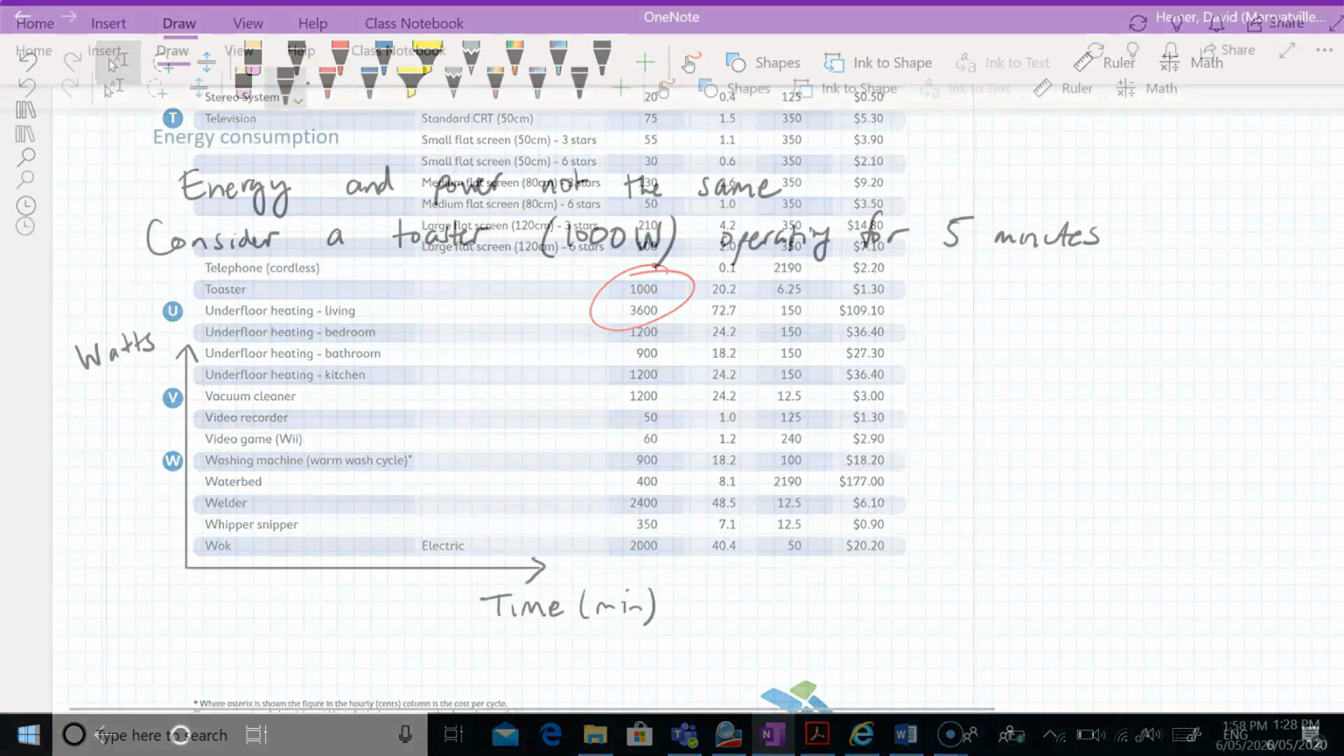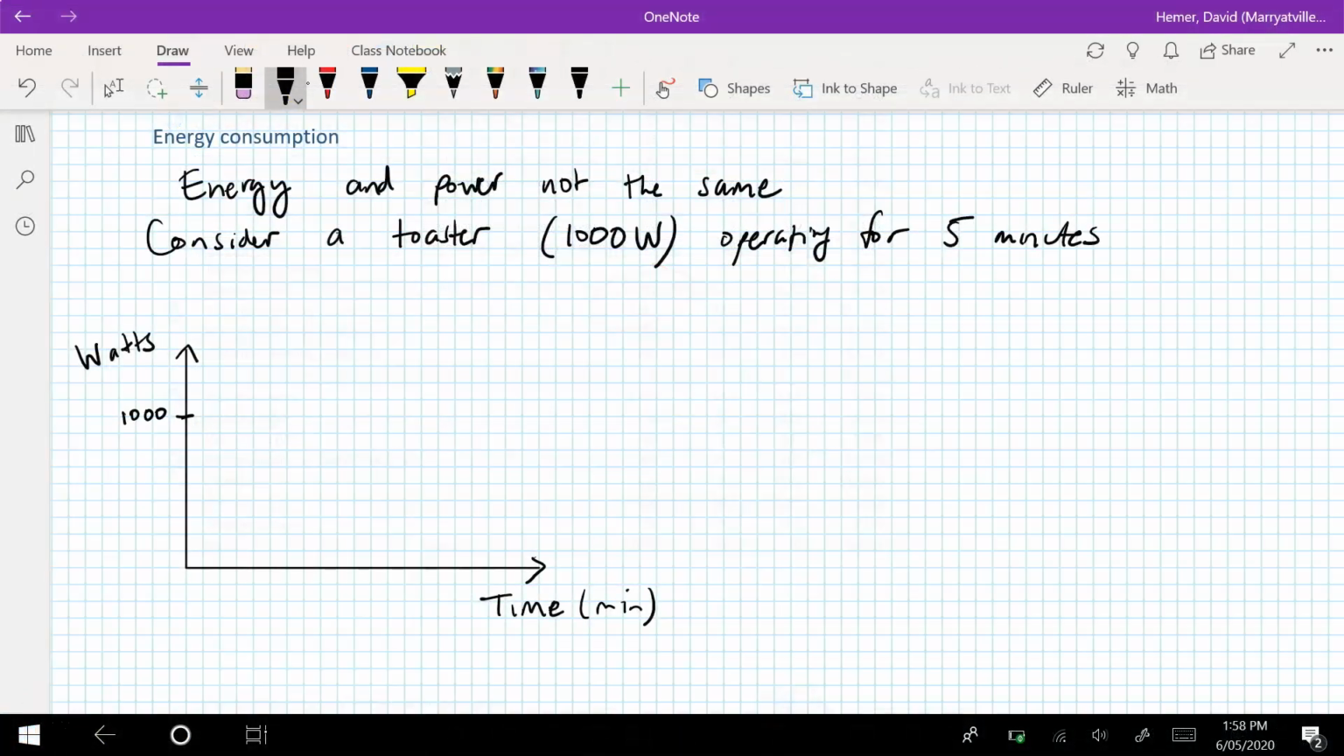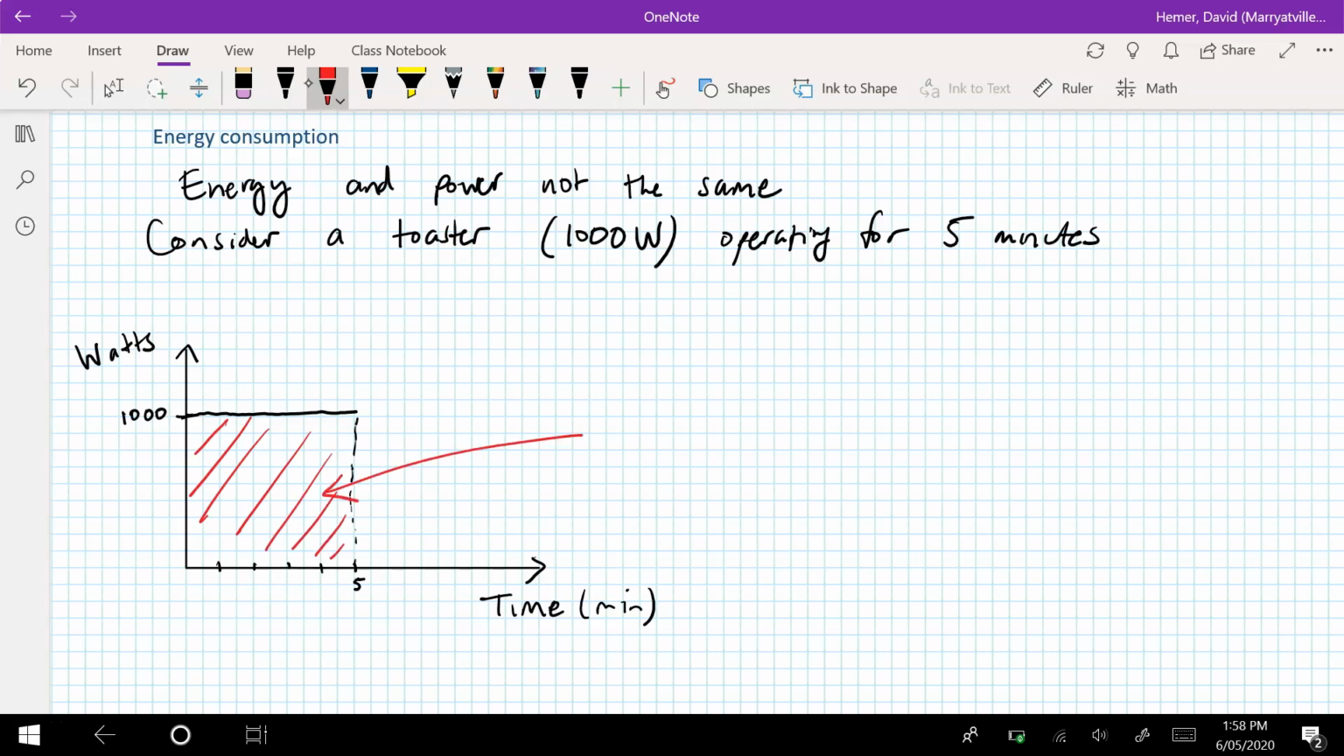So really important to note that energy and power are not the same. To compare the two, we consider an example of a toaster running for 5 minutes. Remember, our toaster had a power of 1,000 watts. So we can see here over that 5 minute period on the graph, we've got power at 1,000 watts and time going across to 5 minutes. Now the actual energy corresponds to this area under the graph.